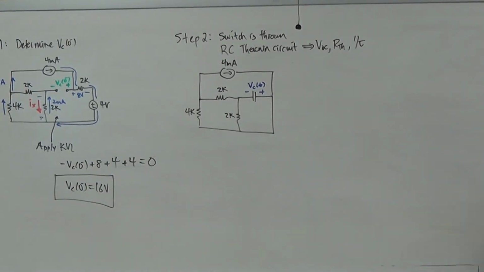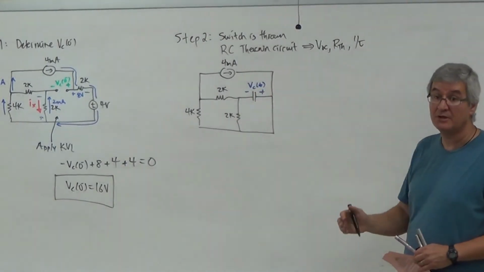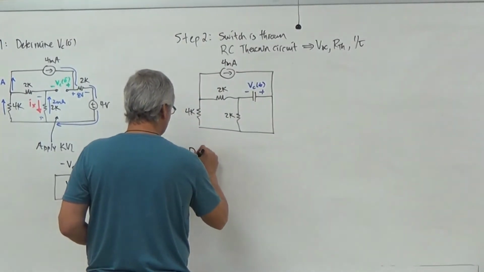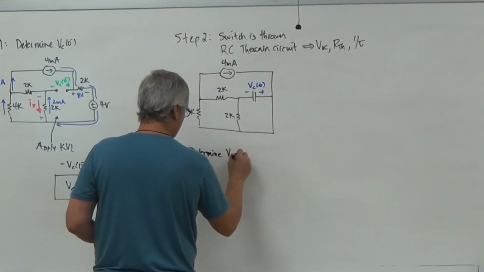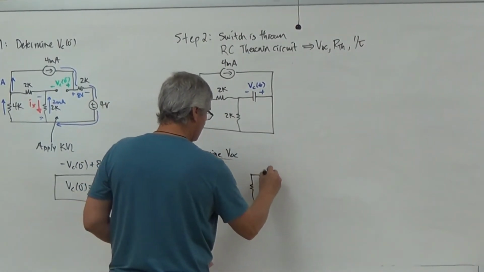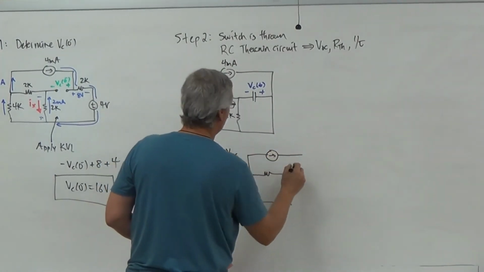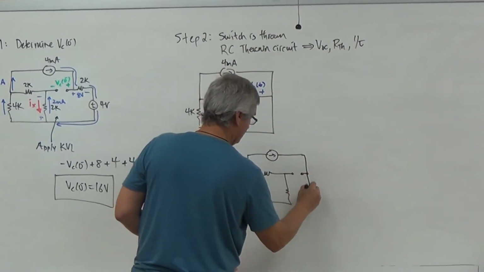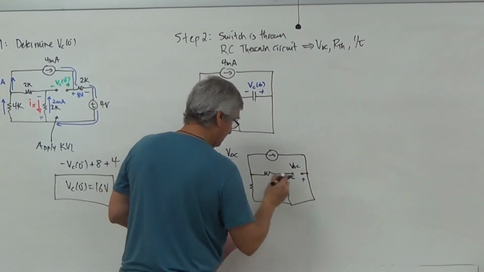So when I look at this circuit, what am I going to do? I'm going to remove the load, and I'm going to determine VOC. There I go. So I want to now determine VOC. So there I go. So I get a 4K, 2K, current source, and then I have my open right here. Where I'm making this plus minus.